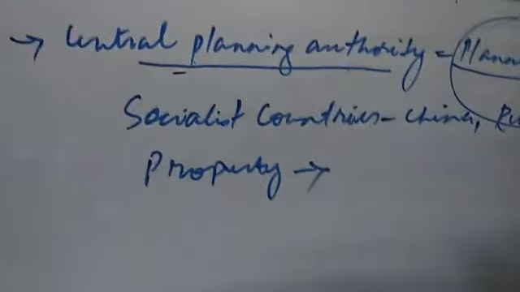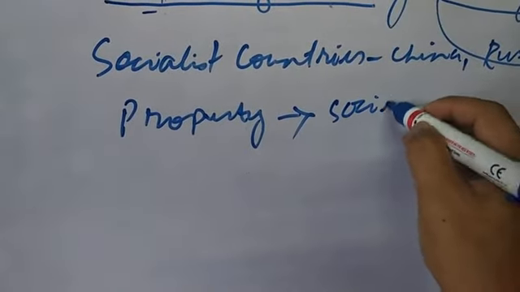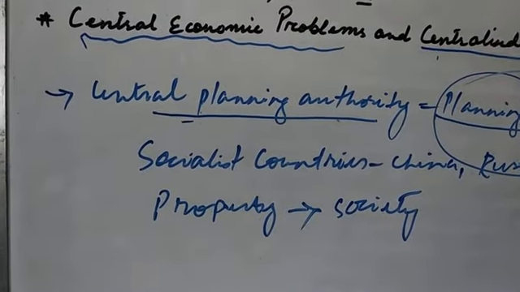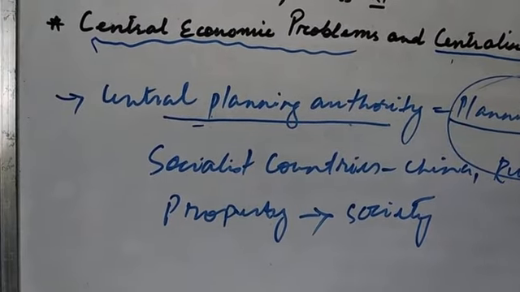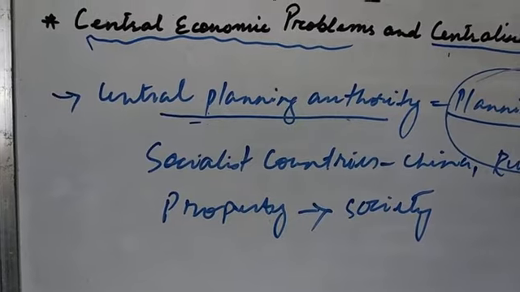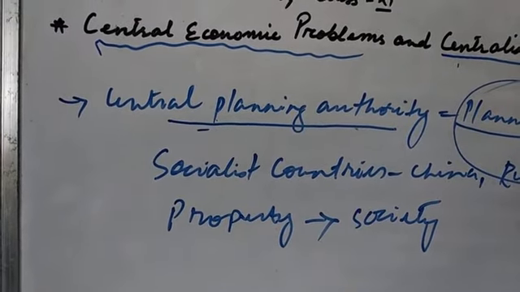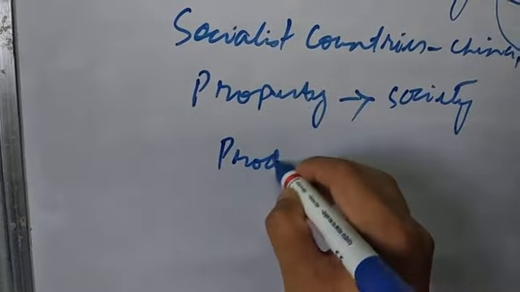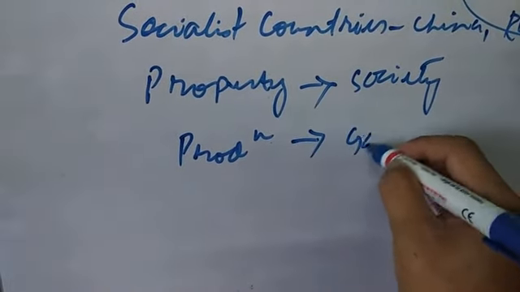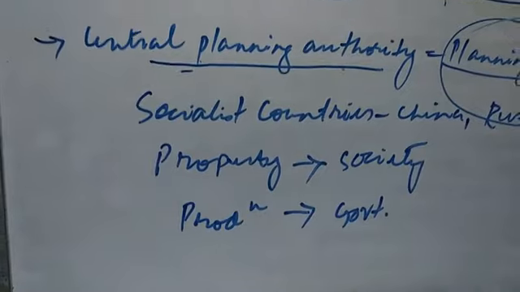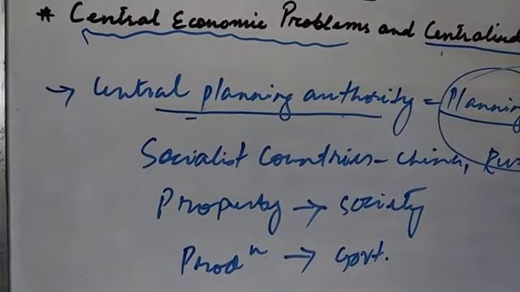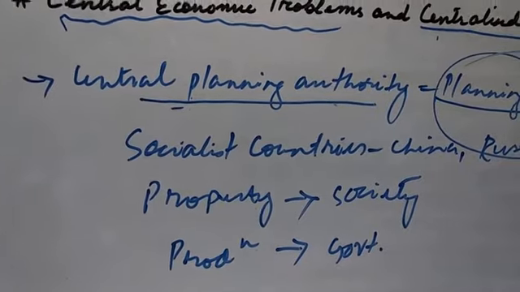So in such an economic system, property is owned by the society and not by individuals or private companies. The work of production is organized by the government. So production again is done by the government, not the private companies who undertake the production process.